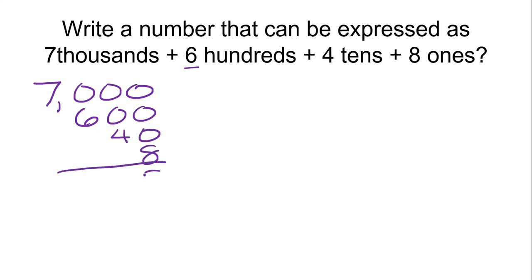So, this is pretty much the same numbers in expanded form that we've learned in our first video, but this time it's actually in words and number form. So when we write it out, the number that we get is 7,648. Makes sense. 7,600, 4 tens is 40, and 8 ones is 8.